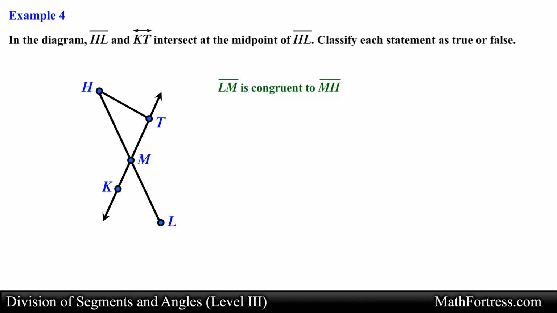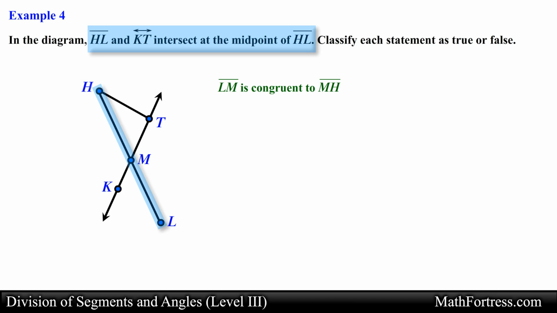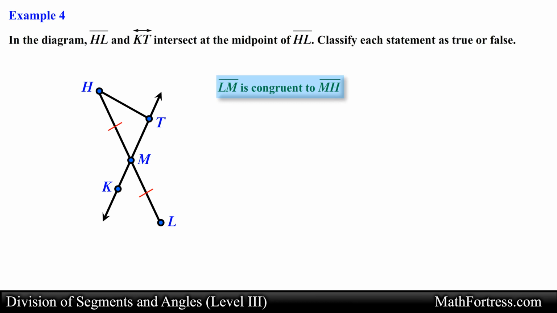Before we attempt to answer this question, let's mark the diagram with the given geometric relations. We are given that line segment HL and line KT intersect at the midpoint of line segment HL. This means that line segment HM and line segment ML are congruent, since a midpoint splits a line segment into 2 congruent line segments. So let's go ahead and draw a single tick mark for each line segment. Now let's determine if the statement is true or false.